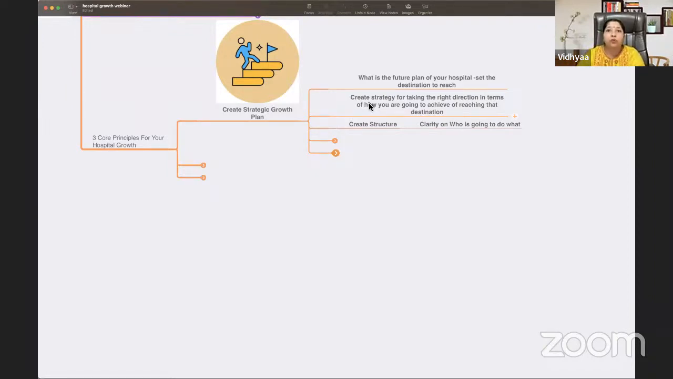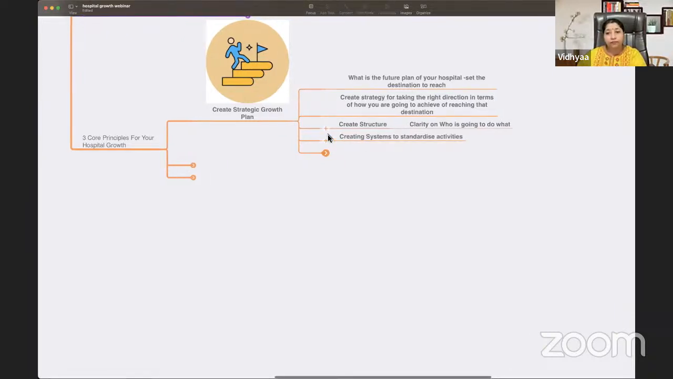So that is what you're going to do, so that you're able to offer, let's say your vision is to offer quality care for the people in your community, offering a wide range of services. So over a period of time, you're going to add other specialties. So that is the direction that you're taking. That is what you're planning. And then you create a structure on who is going to do what. So you're giving clarity on the roles and responsibilities of your people.